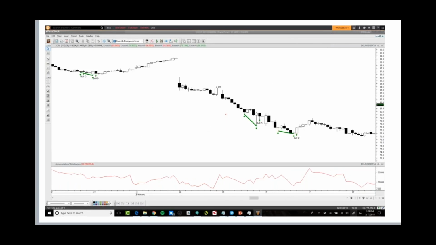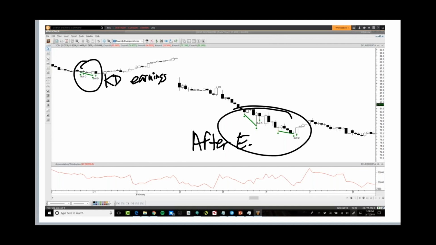Here's ExxonMobil. A couple other things to look out for. This is a Knoxville divergence right before earnings. It's before earnings. What we really want are the ones after earnings. So this one, you might buy it and then get torqued. So we don't want to do that.